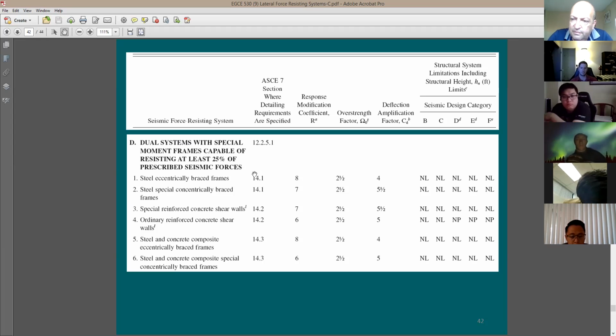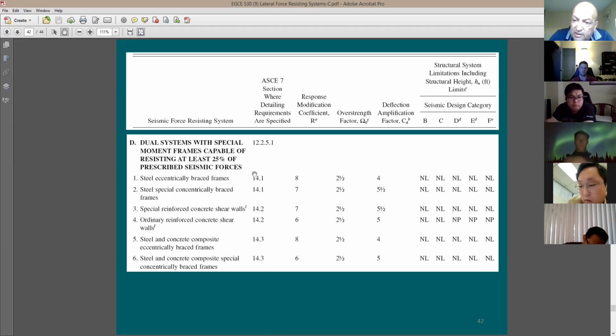So what the code says here is, this is not good, this is unfair. Because what you're doing is just adding a very flimsy moment frame, and this moment frame is very weak. It is unable to resist enough loads, and you just put it there, call it a dual system, and get the benefit of using dual systems. So the code wants you to add a real good, strong moment frame. How can they do this? They said the moment frame that you need to put in a dual system is going to be capable of resisting at least 25%.